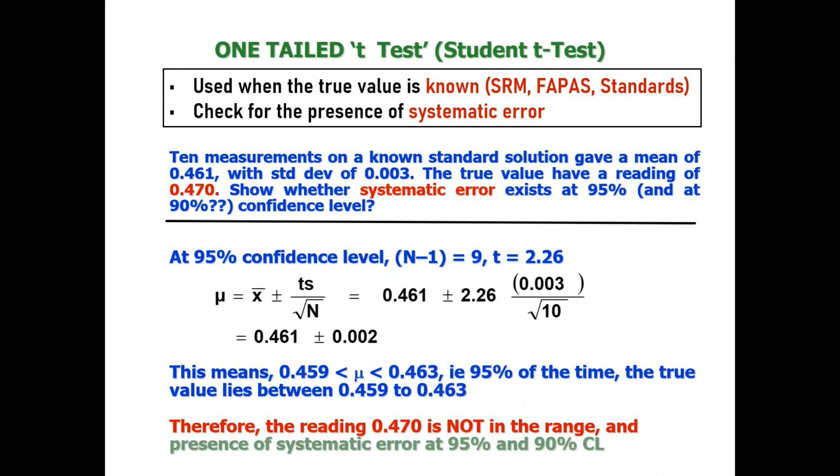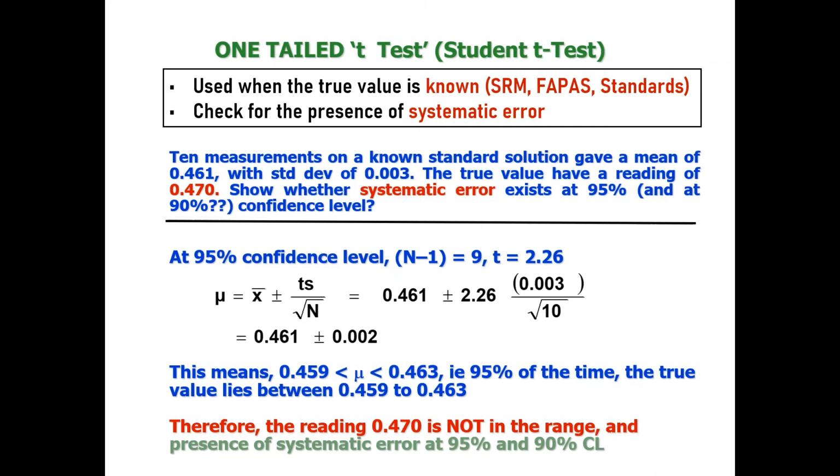So since the value is not in the range, our conclusion, based on the statistical test, says that there is a systematic error at 95%. And the data cannot be accepted. Wow. Very close, but based on statistical test, the data cannot be accepted.